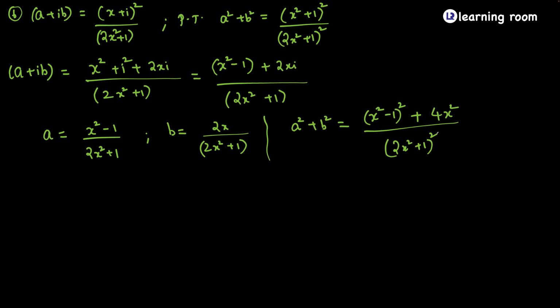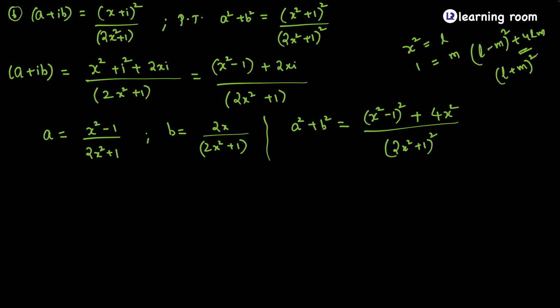So what is going to happen to the numerator? So if I take x square to be, let's say, L and 1 to be M, so it is L minus M the whole square plus 4 times LM. What is it going to be? It will be L plus M the whole square, because it is an identity. So basically, A minus B the whole square plus 4AB is equal to A plus B the whole square.